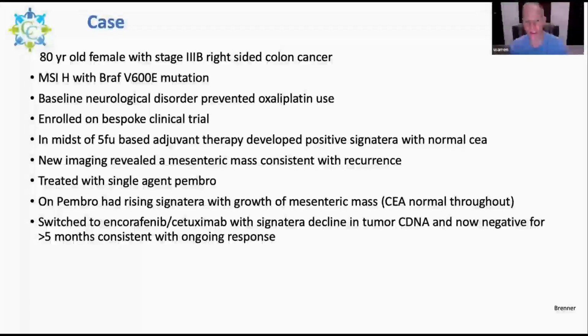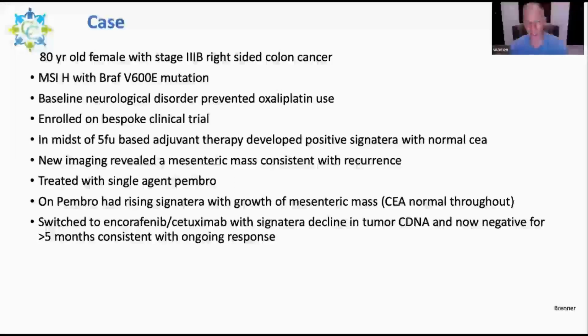So she was negative at diagnosis, and then in the midst of a 5FU-based adjuvant therapy, the Signatera became positive, despite a completely normal CA. And then I imaged her. I don't typically image during adjuvant therapy otherwise, and she had no new symptoms and was found to have a mesenteric mass consistent with recurrence.